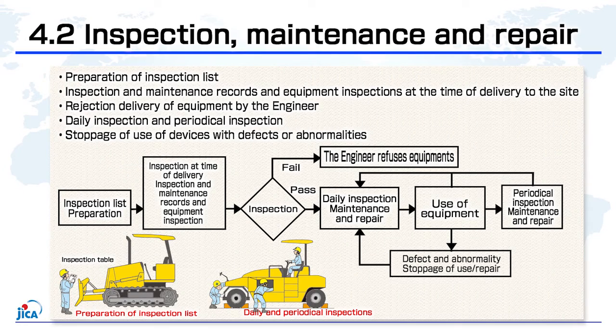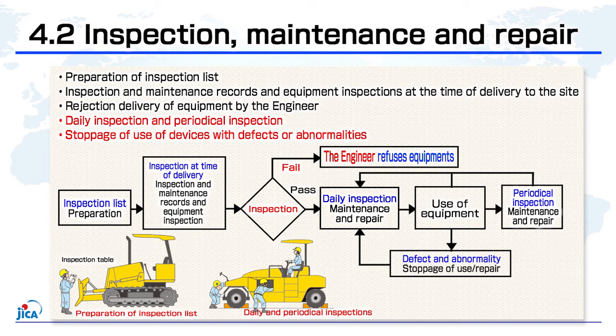Section 4.2 defines inspections at the time of delivery of the contractor's equipment, daily inspections during operation and use, periodic inspections, and responses to defects and abnormalities. It requires the preparation of an inspection list, confirmation of inspection and maintenance records, and inspection of equipment when it is delivered to the site, implementation of the HSO's inspections when it is delivered to the site, and rejection of equipment by the engineer in case the equipment does not meet JSSS requirements. It also stipulates the shutdown, repair, and re-inspection of equipment in the event of a defect or abnormality during operation or use.